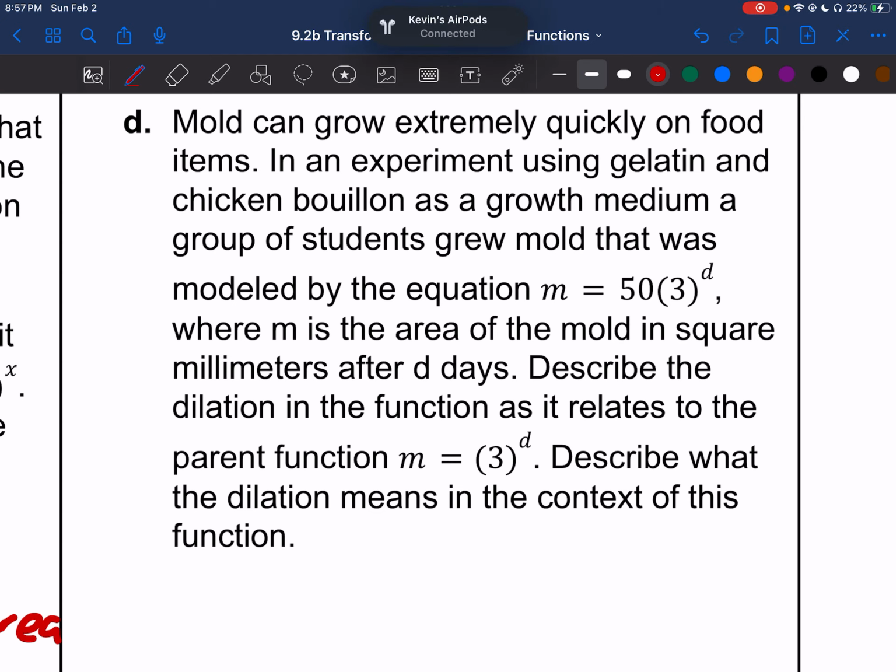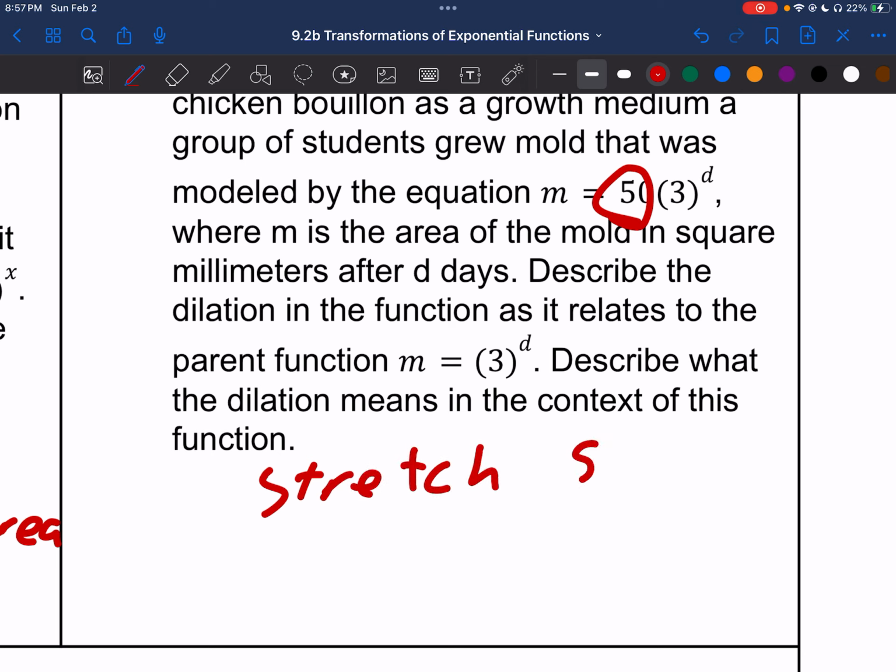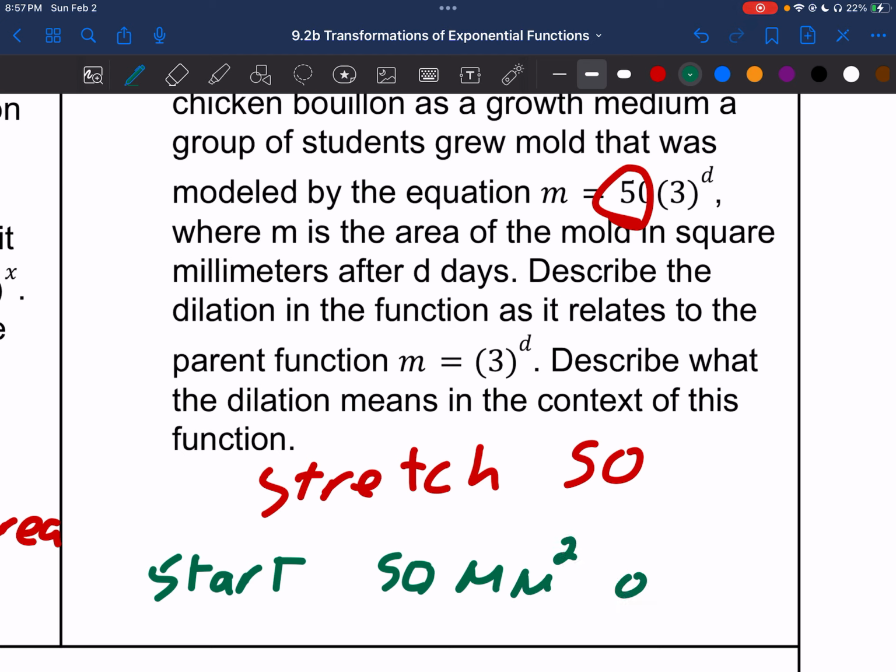So, our dilation is 50. So we have a stretch of 50. And what does it mean? We start with, so our initial mold is 50 square millimeters of mold. So we start with 50 square millimeters, and then we grow from there.